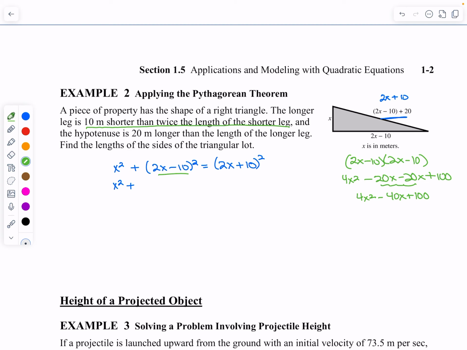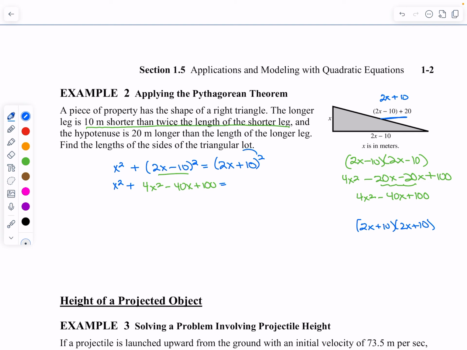I'm going to do that. So 4x squared minus 40x plus 100. And then we're going to do it again, except this time it's going to have a plus 10. So I just write it. Notice I'm writing it out twice.